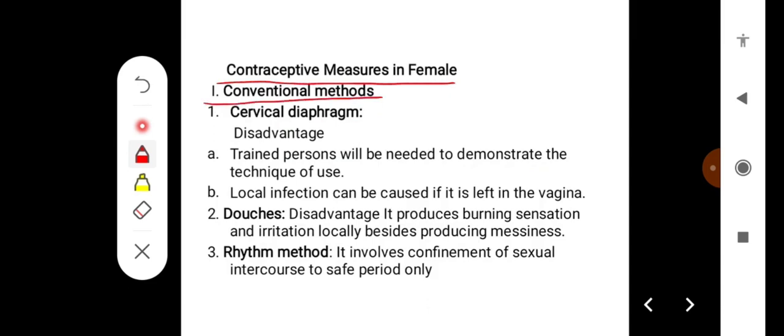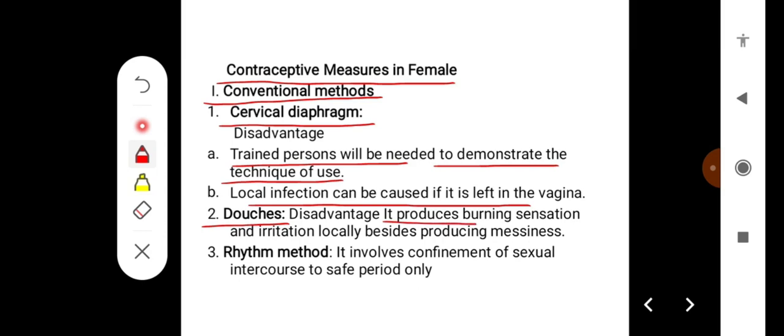Some of the conventional methods are using a cervical diaphragm. The disadvantages of using a cervical diaphragm are that it requires a trained person to demonstrate the technique, and local infection can be caused if it is left in the vagina. The second one is douches. The disadvantage of douches is that they produce burning sensation and irritation locally, besides producing messiness.